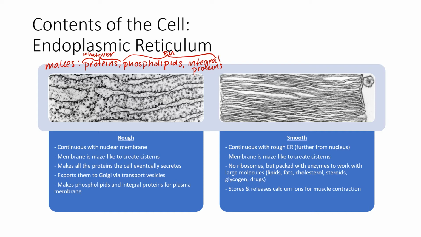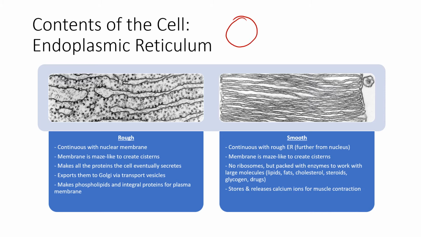Smooth endoplasmic reticulum is called smooth because it looks smooth under an electron microscope. You can see the difference between this and this, right? It does not have ribosomes studding its surface. There are no bound ribosomes to smooth endoplasmic reticulum. You may find them nearby, off to the side in the cytoplasm, but they're not bound to the membrane. The smooth endoplasmic reticulum's membrane is continuous with the rough ER.